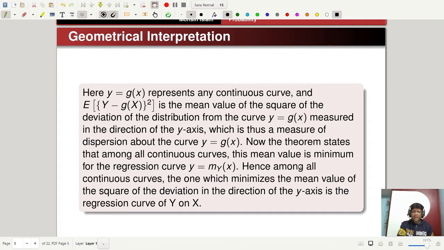Now the theorem states that among all continuous curves, this mean value is minimum for the regression curve y equal to m_y|x. Hence, among all continuous curves, the one which minimizes the mean value of the square of the deviation in the direction of the y-axis is the regression curve of y on x. So your conclusion is very, very important. Among all continuous curves, you can consider any infinite number of curves, the one which minimizes the mean value of the square of the deviation in the direction of the y-axis is the regression curve of y on x.